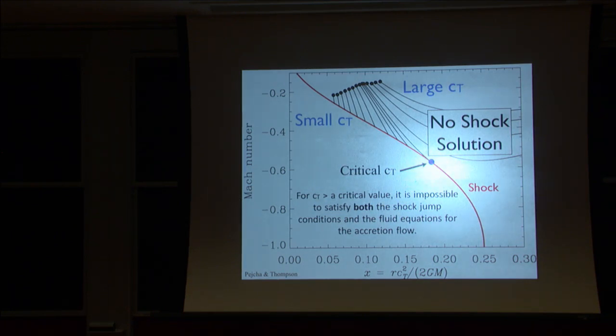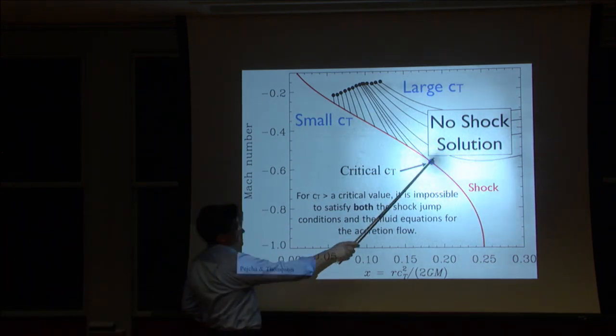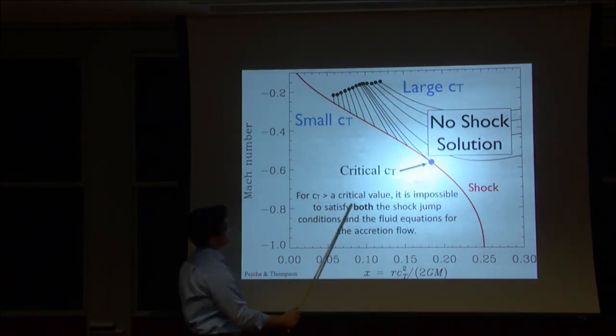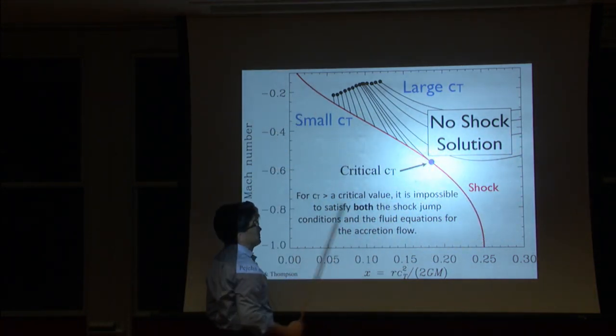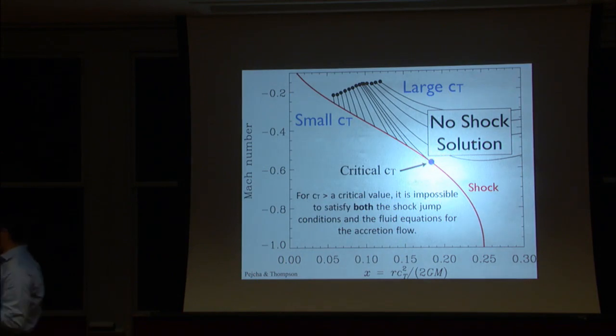No. There are no neutrinos in this problem. It's a spherical, idealized problem. For a critical value of the CT, the sound speed in the medium, it is impossible to satisfy both the shock jump conditions, which is this locus, and the conditions on the fluid equations for time steady flow.